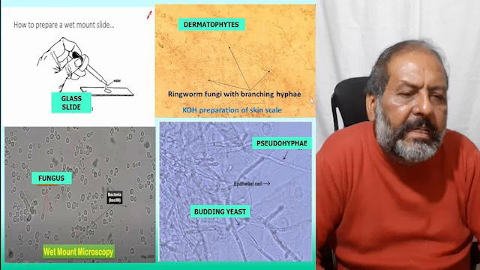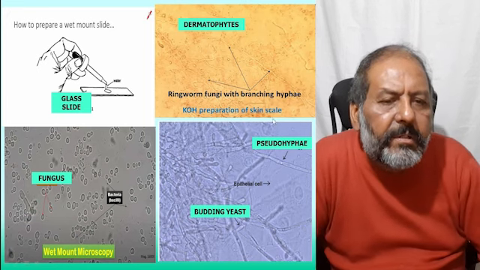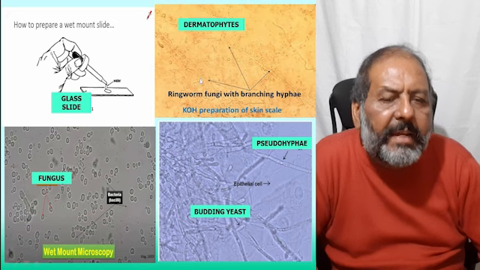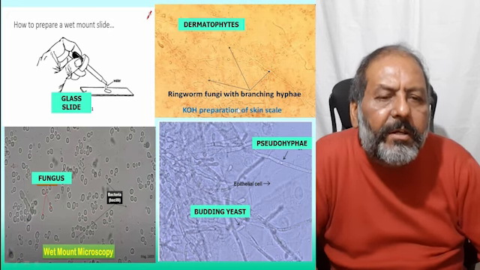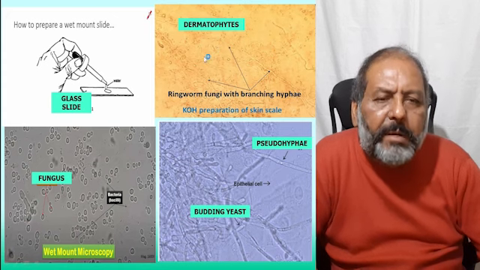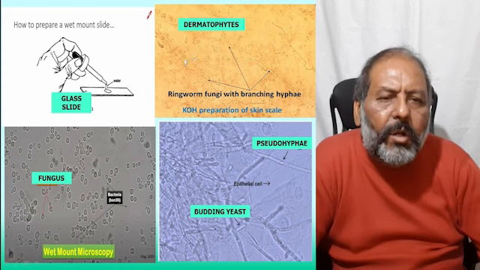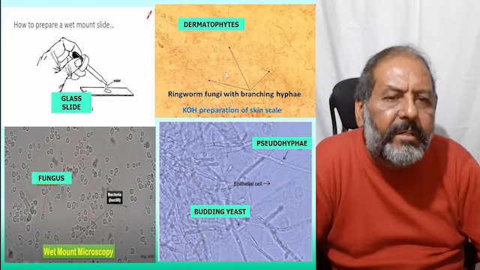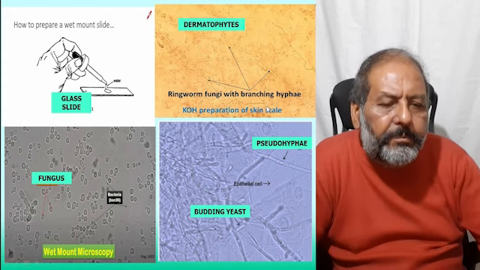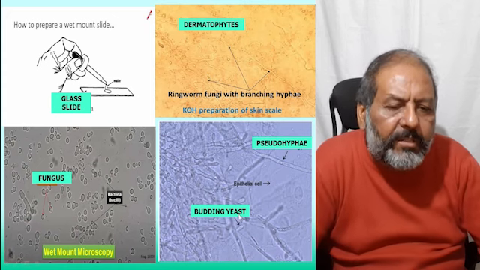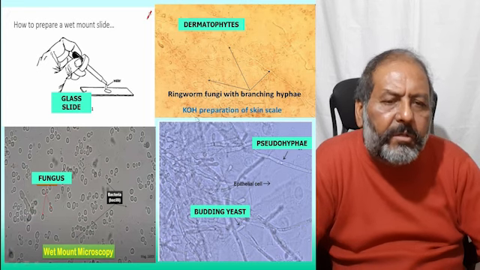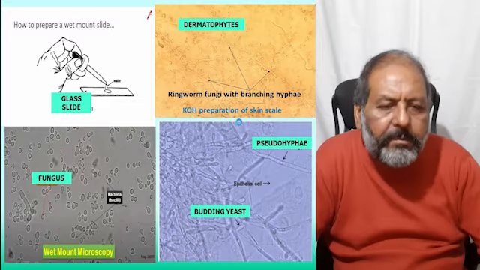Here there are dermatophytes, ringworm fungi with branching hyphae, seen under the KOH preparation of the skin scale. When we put the potassium hydroxide, it dissolves the keratin, and one can see the dermatophytes clearly under the microscope. Again, one can see budding yeast and pseudohyphae also under the potassium hydroxide preparation.